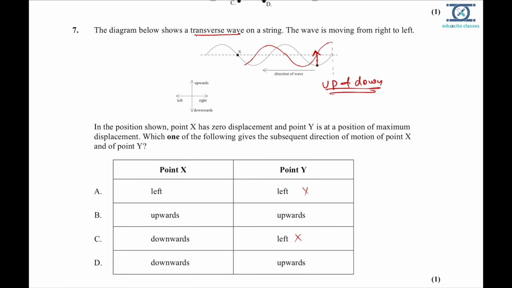It will be like this only. Somewhat. So x has to move downward. So option D is the right answer.